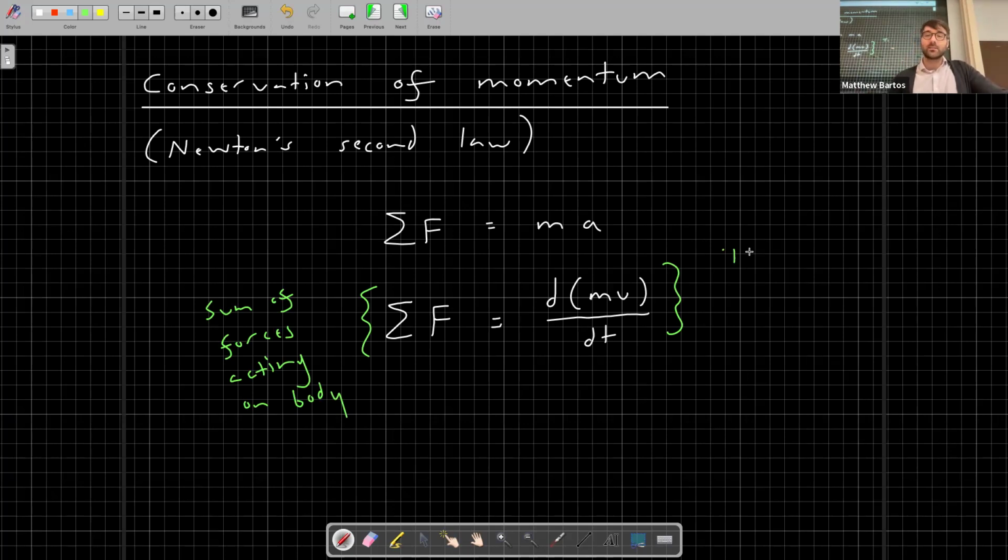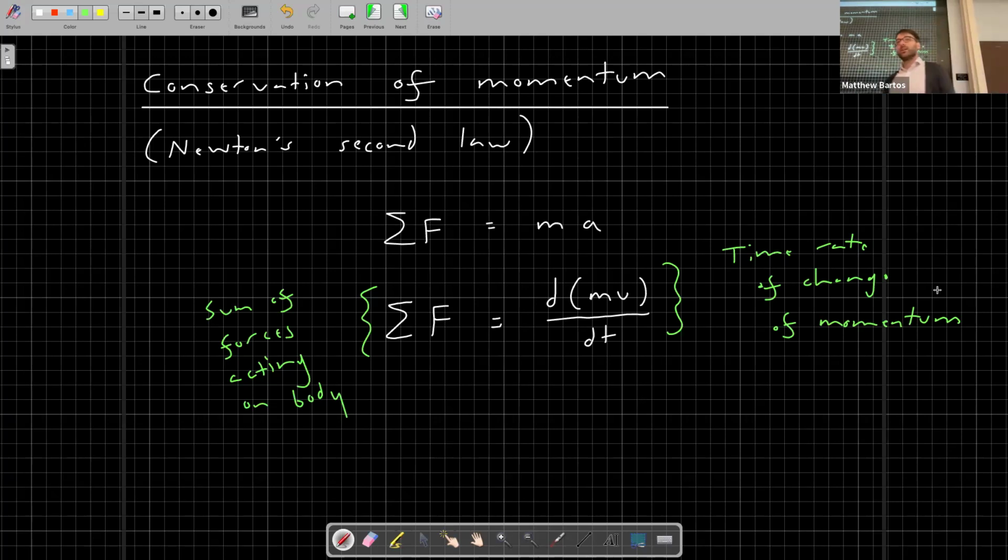That is correct. So this is the time rate of change of momentum, which for the case of a solid body is just equal to the mass times the acceleration. But we generalize this for the case of fluid flow.